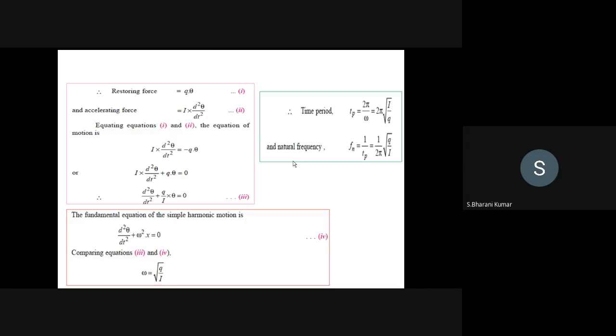The natural frequency fn equals 1 by Tp, which equals 1 by 2 pi into square root of q by I. This formula is the same as what we already saw in free vibrations. The only different formula here is omega equals square root of q by I. And this equation is called the torsional equation.